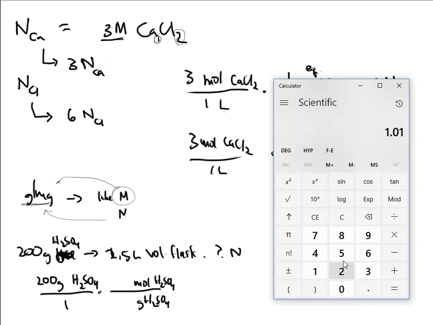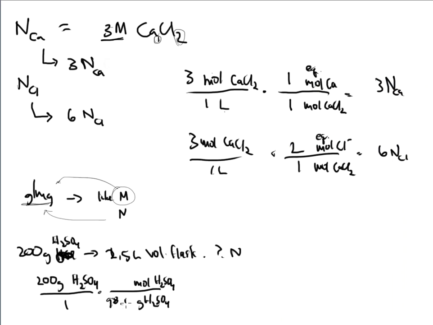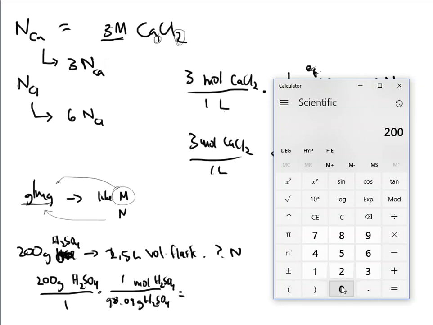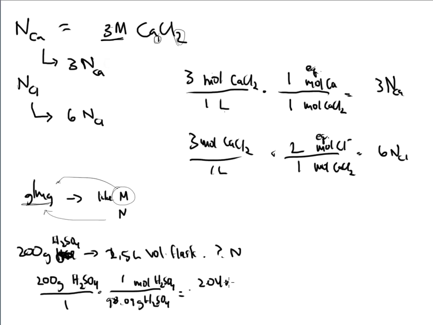All right, so 1.01 times 2 plus sulfur 32.07 plus oxygen, which is 16 times 4. So there's 1, 2, 3, and 4. So 98.09 grams per every mole. So 98.09 per mole of H2SO4. All right, so this will give me moles. So I can take my grams now, 200, and I can divide by 98.09, and this will give me 2.04 moles of sulfuric acid. 2.04 moles of H2SO4.